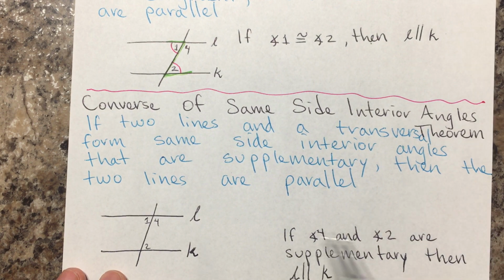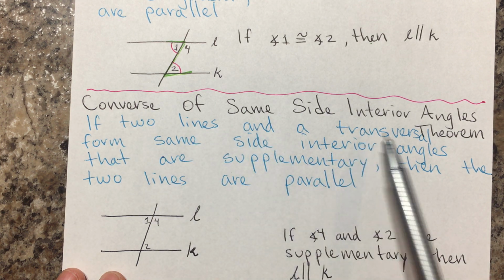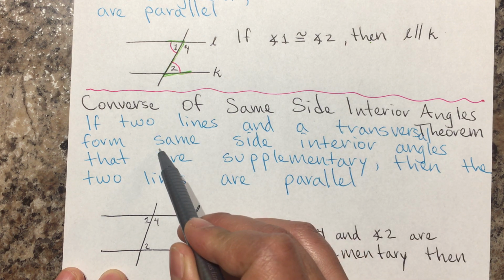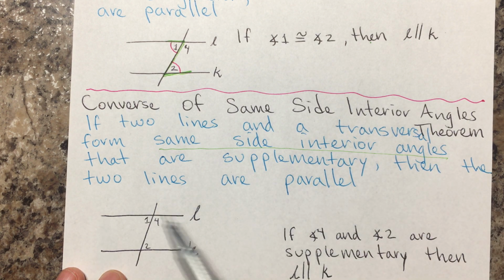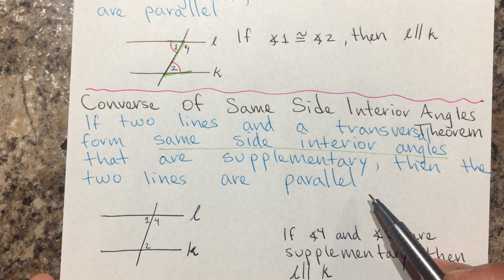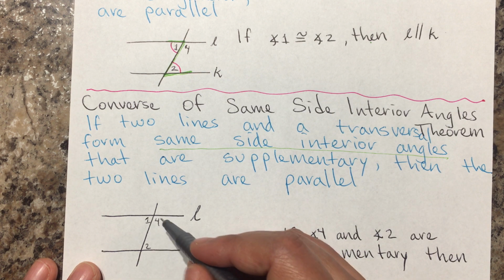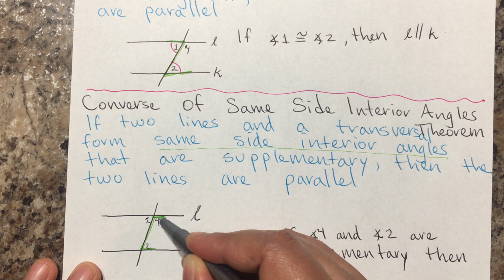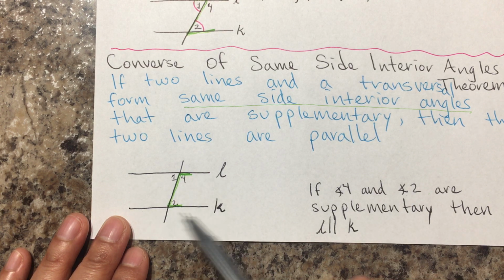For the other one, it says converse of same side interior angle theorem. If two lines and a transversal form same side interior angles that are supplementary, then the two lines are parallel. What is supplementary? It means that the two angles on the same side, the sum will be equal to 180. And here it says, if angle 4 and angle 2 are supplementary, then line L is parallel to line K.